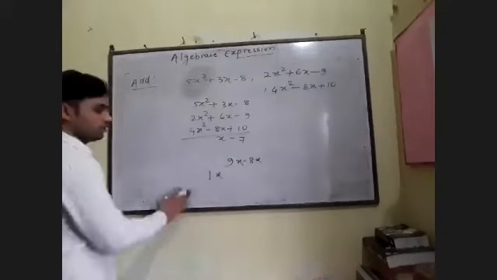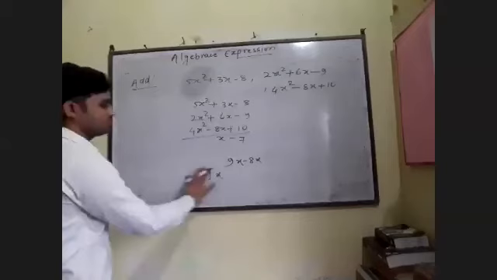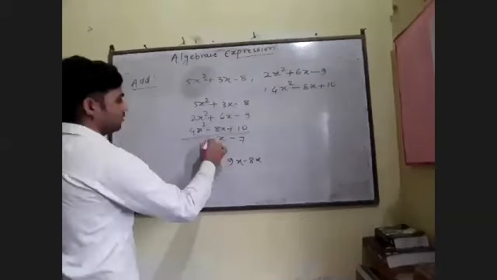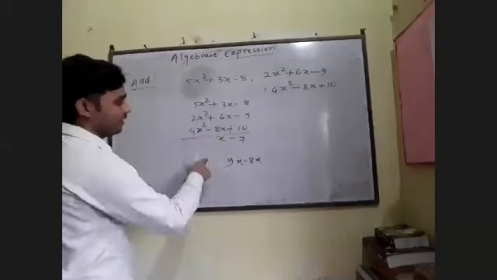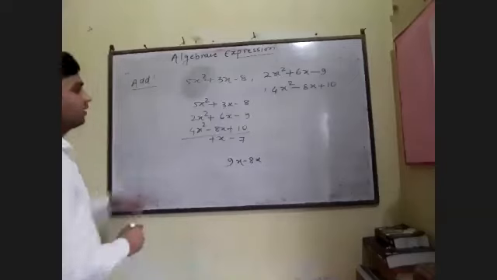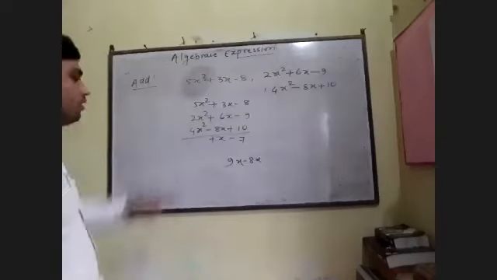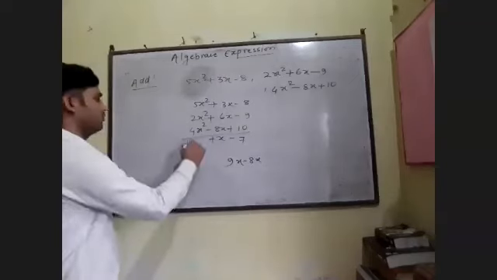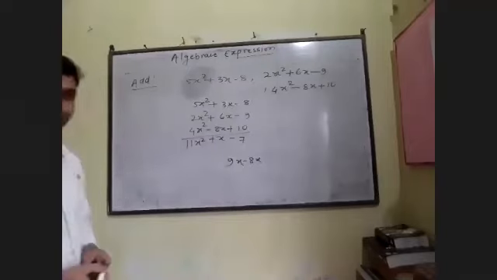Only write x. Plus x. And 5, 2, 7 and 4, that is 11x square. Any doubt?